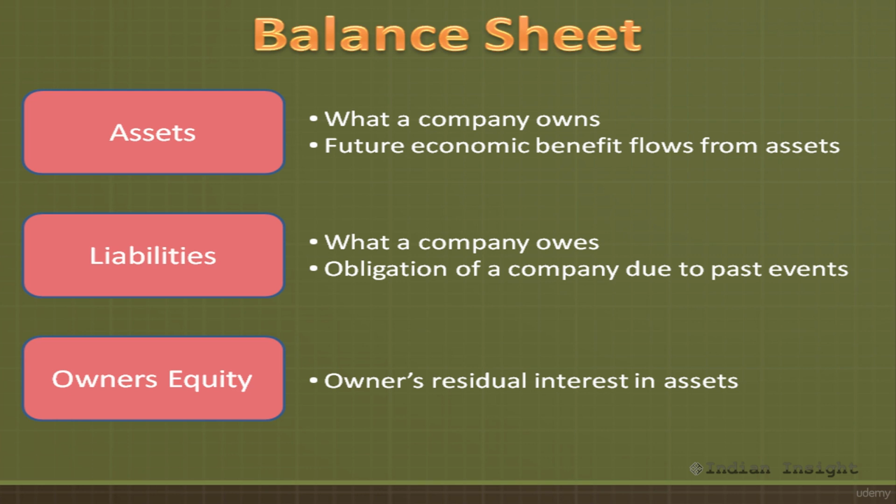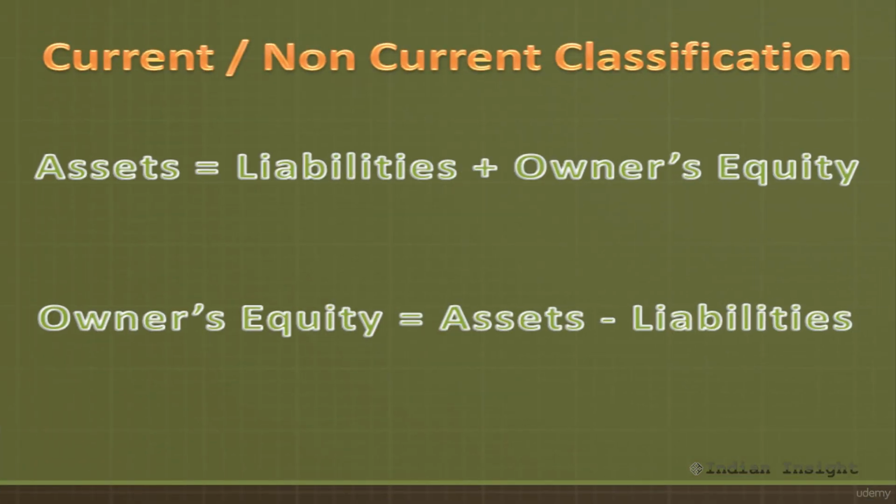Apart from assets and liabilities, you also have equity. Equity represents the owner's residual interest in the company's assets after deducting the liabilities. The relationship between assets, liabilities, and owner's equity is governed by the equation shown here, which is essentially assets equal to liabilities plus owner's equity.